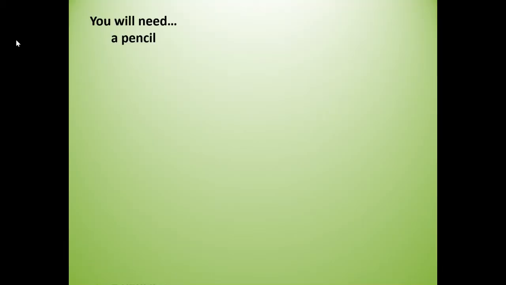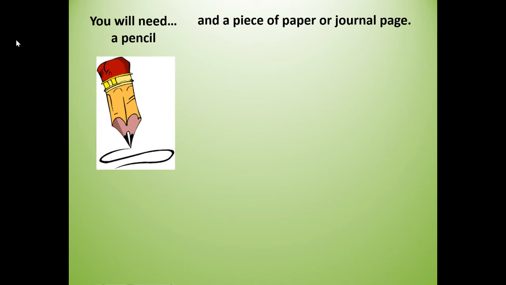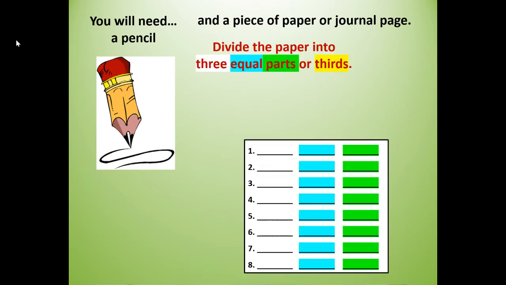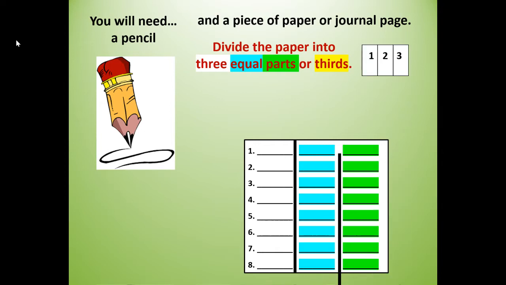For this lesson, you will need a pencil and a piece of paper or your journal. And you're going to divide the paper into 3 equal parts or thirds, 1, 2, 3, and write numbers 1 to 8. So if you need to, push pause, get your materials, and when you're ready to join me, push play.